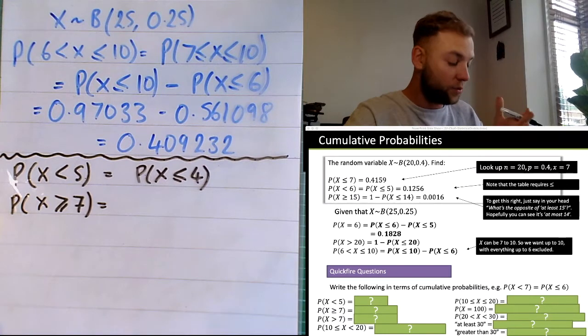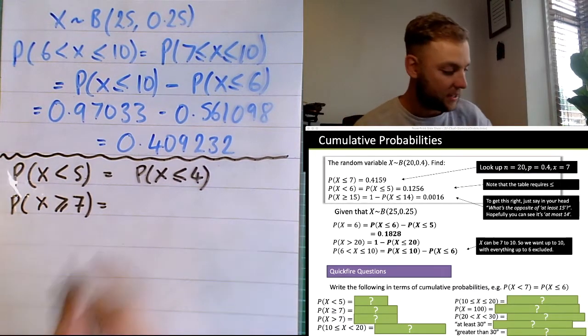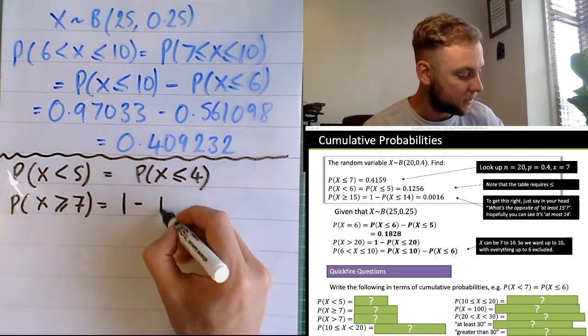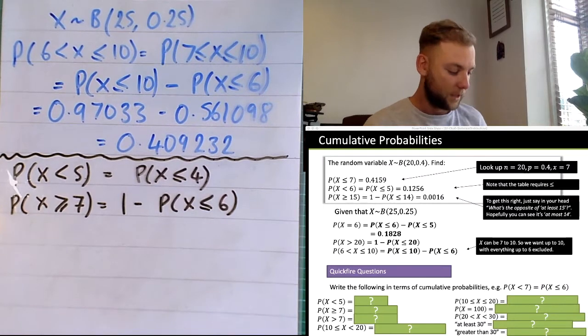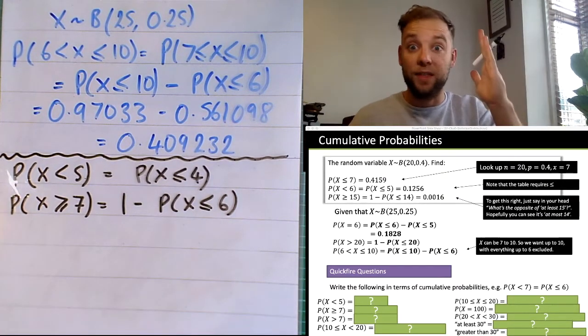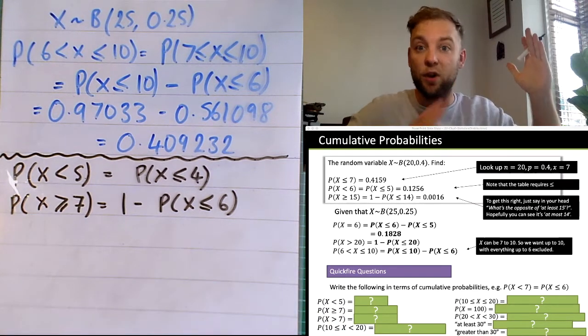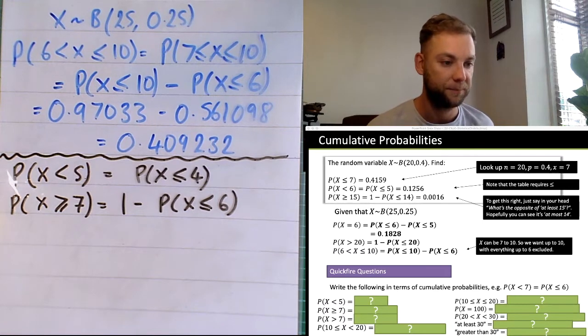Okay. If I want the probability that x is greater than or equal to 7, this is the same as saying, well, greater than or equal to 7 is 1 minus everything less than or equal to 6. So this is the same as saying 1 minus the probability that x is less than or equal to 6. If I just think about that, I won't draw it out. If you've got 7 there, you want everything which is greater than or equal to 7, you've got to get rid of everything which is below that, 1 minus everything which is less than or equal to 6.